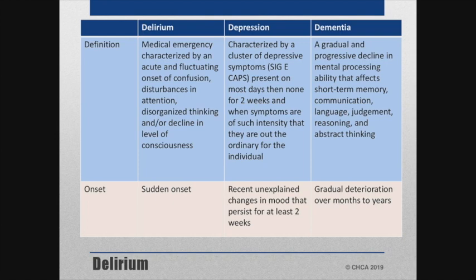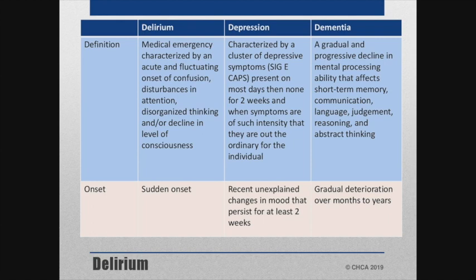Delirium, just a quick review here. So delirium, we don't want to forget, again, it's something that is a sudden onset. It's a medical emergency characterized by an acute and/or fluctuating onset of confusion, and could be disorganized thinking or decline in level of consciousness. Whereas depression is more of a cluster of depressive symptoms.